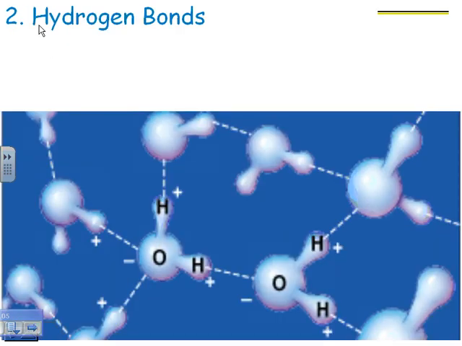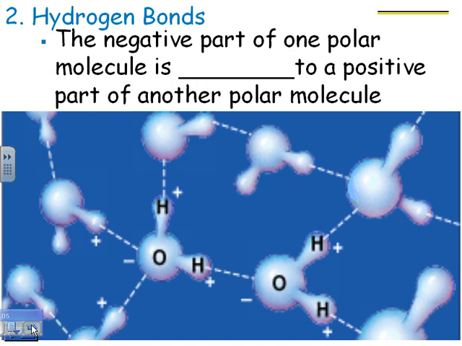So the next thing that we need to talk about are hydrogen bonds. This is a very weak bond, and it's between the hydrogen of one molecule and any negative part of another molecule, or it could be the same molecule. So the negative part of one polar molecule is attracted to the positive part of another polar molecule.